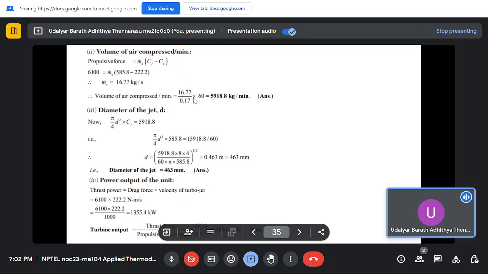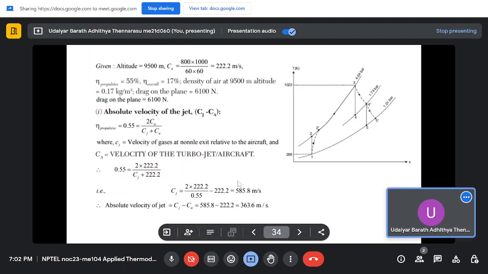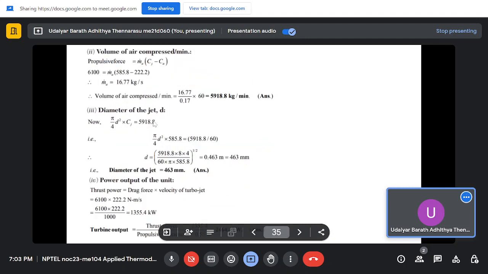Next is to find out the diameter of the jet. I know the volume, so straight away you can find out area into velocity. Volume is area into velocity. So pi by 4 d square, the jet diameter, into velocity of the jet, 585, equals the volume of air. Substituting that, I can find out the diameter. The diameter will come out to be 0.463 meter or 463 mm. So that is the diameter of the jet.